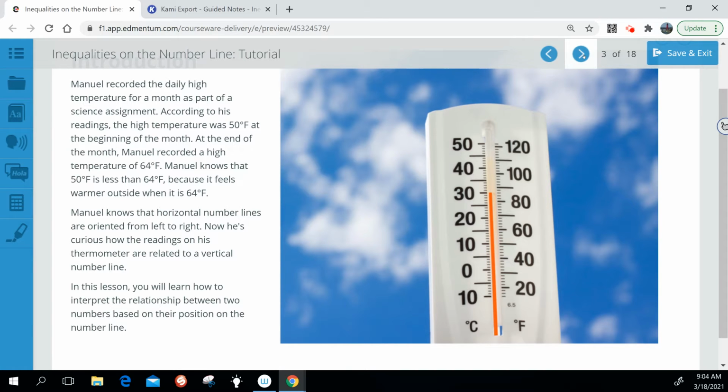Okay, so there's no information from the introduction in our guided notes, but it is usually the setup for our lesson activity.